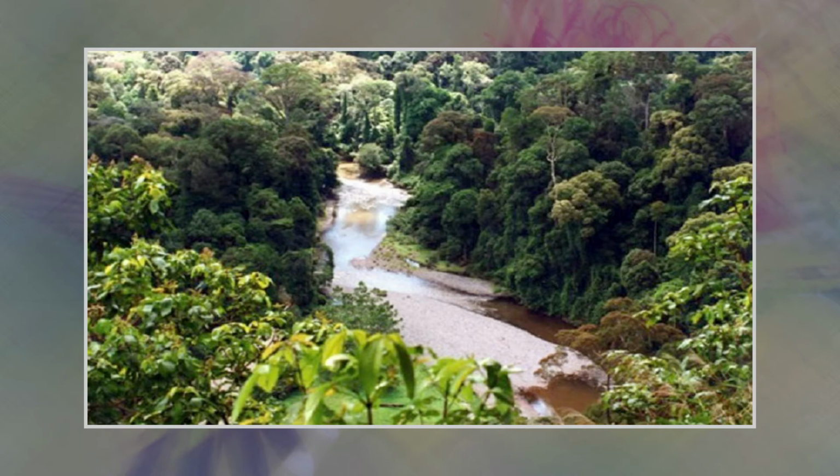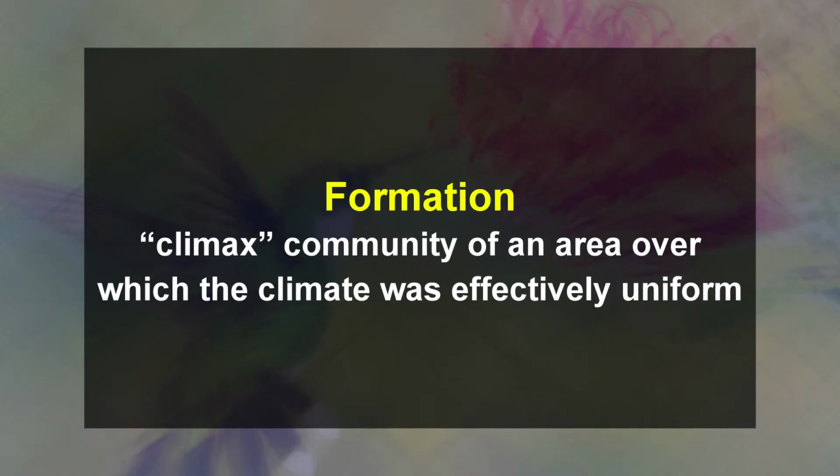To Clements, the primary unit of vegetation was the formation, which was large in area, encompassing much variation and including several regional associations. Formations were essentially physiognomic. Clements held as a matter of definition that the true dominants of any formation had all to be of the same life form, which was determined by the regional climate. The formation was thus defined as the climax community of an area over which the climate was effectively uniform.